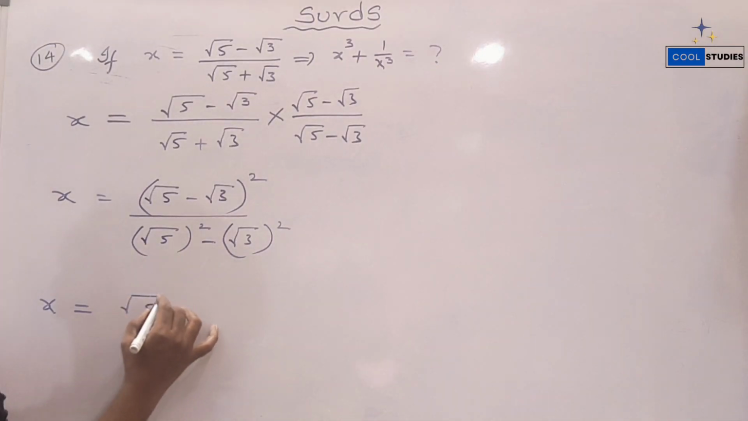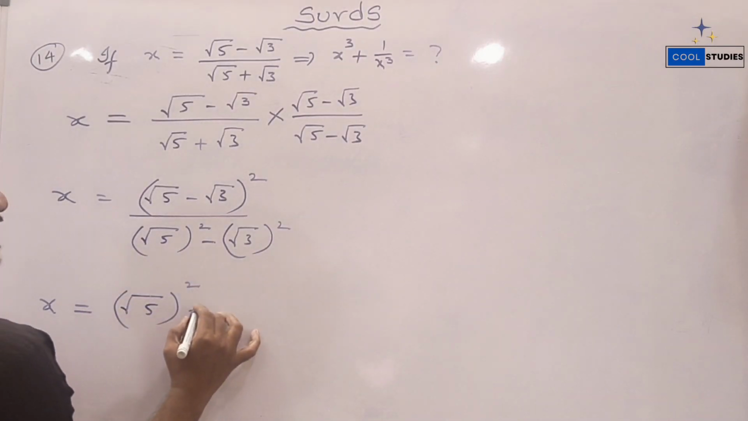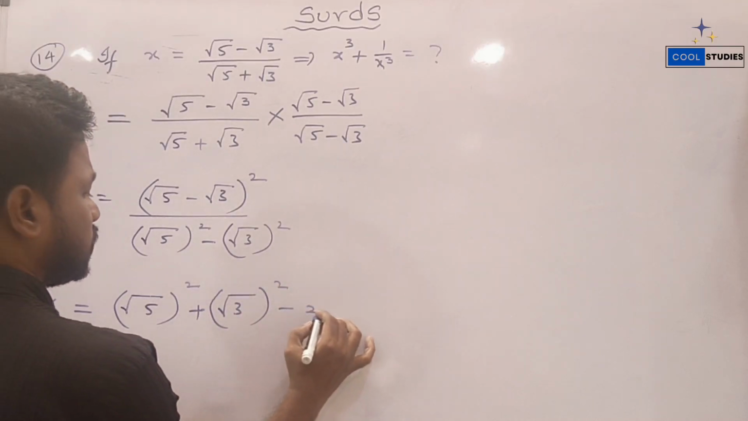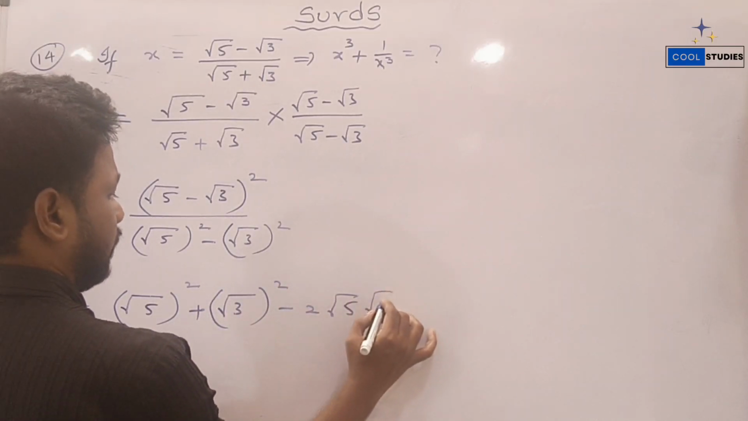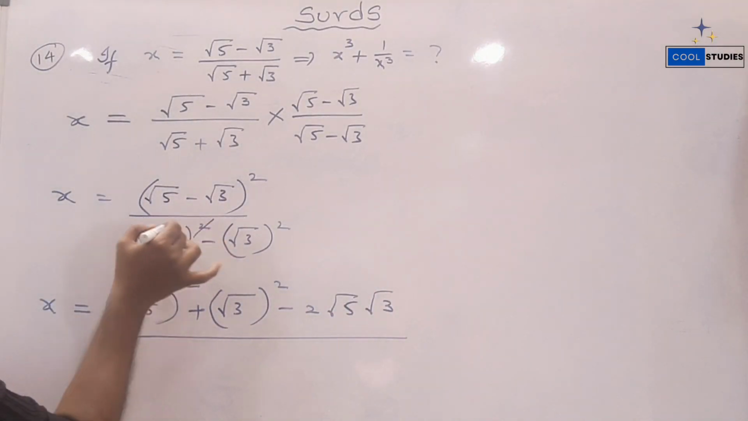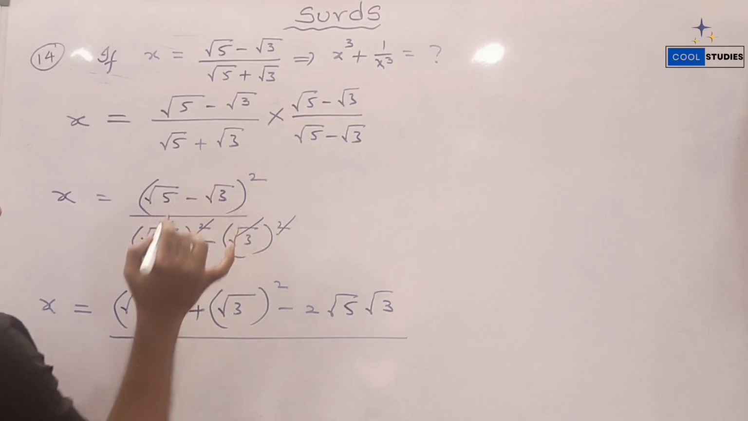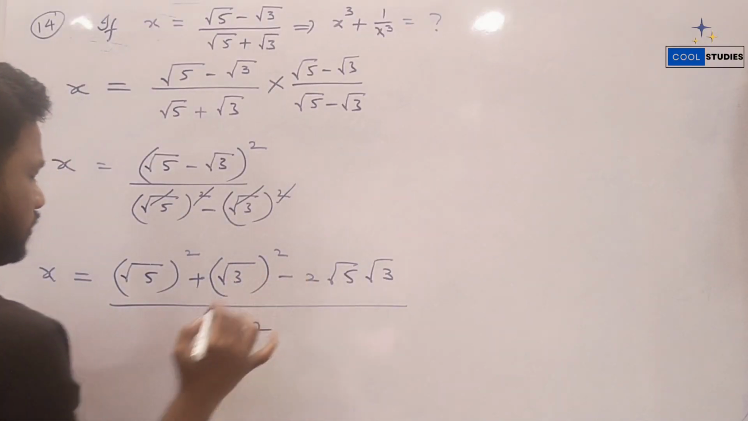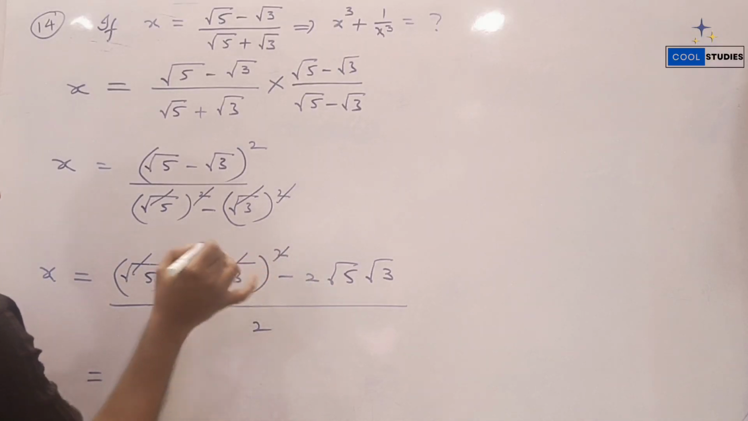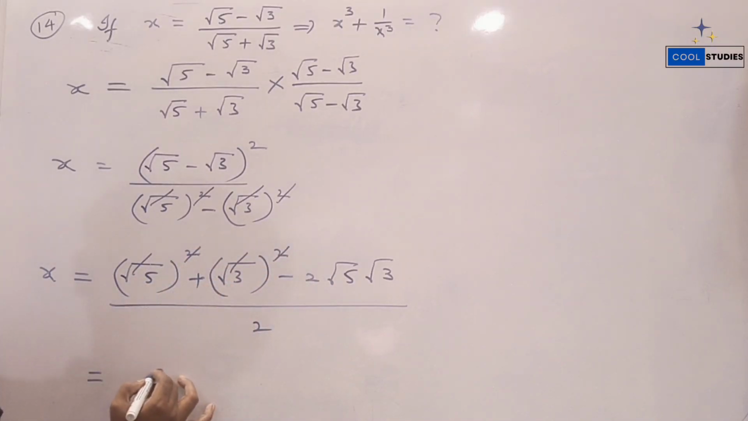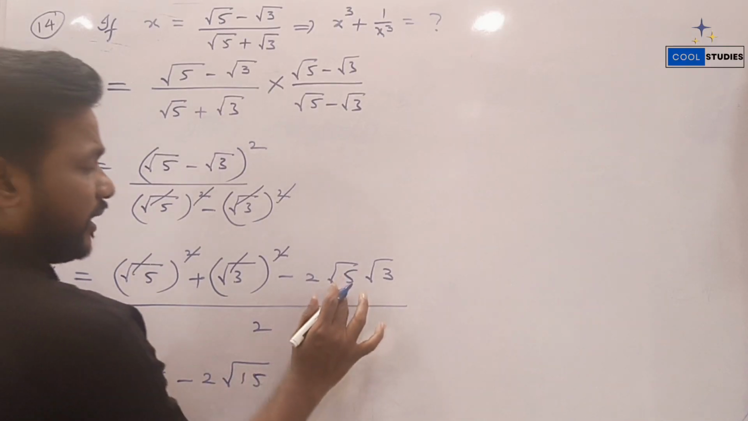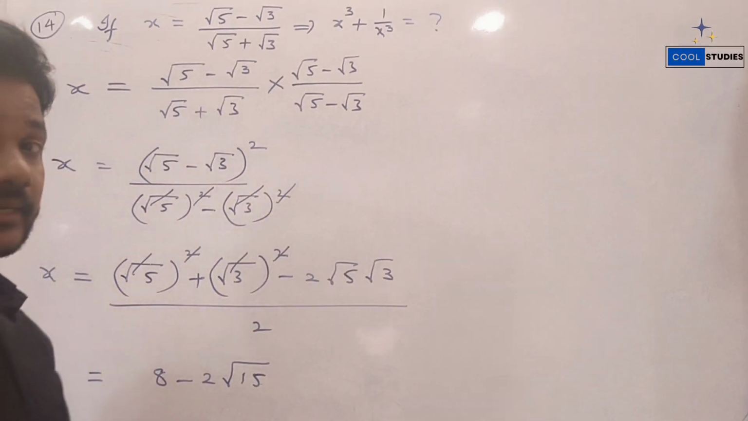a square root 5 whole square plus b square root 3 whole square minus 2ab, by, in the denominator, square root cancel, 5 minus 3 is 2. So in the numerator, square root cancel, 5 plus 3 is 8 minus 2 root 15. Root a into root b means what can we write here?